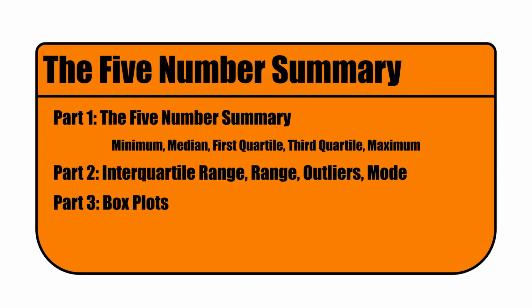Part 2 focuses on what we can do with those values: calculating the interquartile range, the overall range, identifying outliers, and finding the mode. And in Part 3, we'll use the 5-number summary to create a box plot, one of the most common ways to visualize data distribution. Let's begin with Part 1, the 5-number summary.